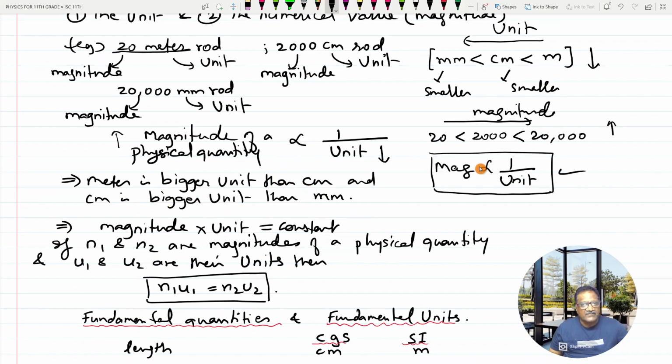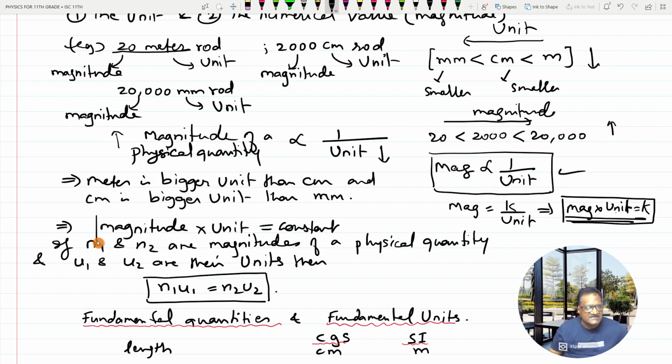Now, this particular thing, magnitude is inversely proportional to unit, can be written as magnitude is equal to some constant divided by unit. And this can be written as magnitude multiplied by unit will give you some constant k. So you get another big statement: magnitude multiplied by unit will always be constant. Can you see this statement you are getting? Magnitude multiplied by unit will always be constant.